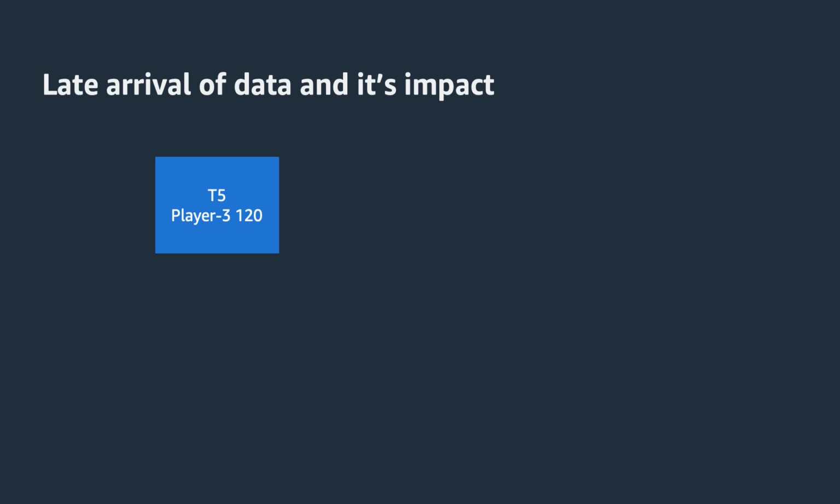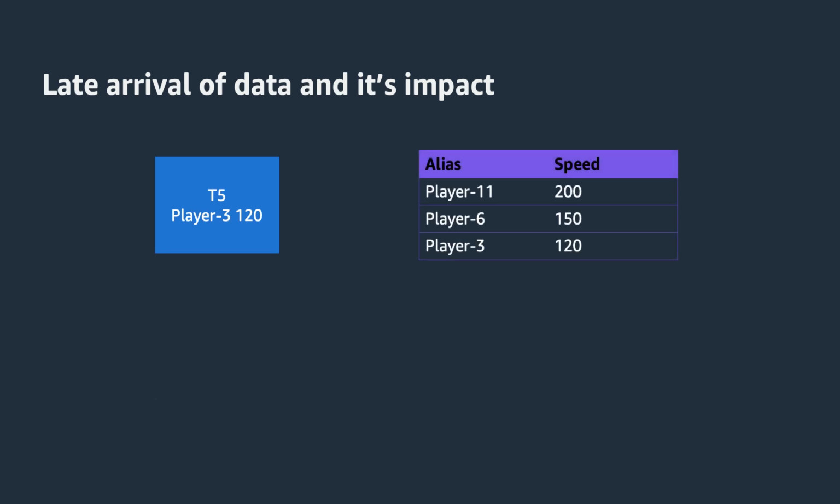Let's understand how late arrival of data can impact your business logic and the outcome. Imagine at some time in future T5, player 3 data arrives as speed 120, and what you have already stored in the Redis leaderboard is the data you see on the screen. Now imagine the data in the past comes back to you with timestamp T1, player 3, and speed is 210. What you will do in this case is either of two options. First, you process this data, or you reject this data.